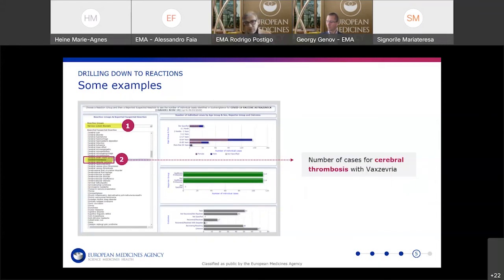Another example: if we want to see the cases for cerebral thrombosis with Vaxzevria, the AstraZeneca vaccine, then we need to select the reaction group first, and that is the nervous system. Then in alphabetical order, we will see cerebral thrombosis, and there we can see the number of cases for cerebral thrombosis. You can click on the bars, and we can also move the view to a chart if you find it better to see the cases in a chart.